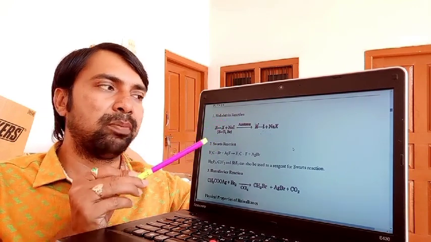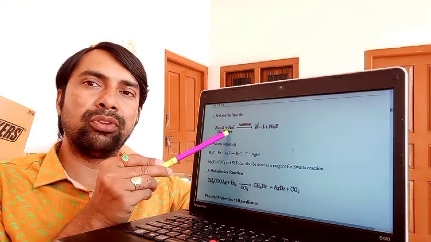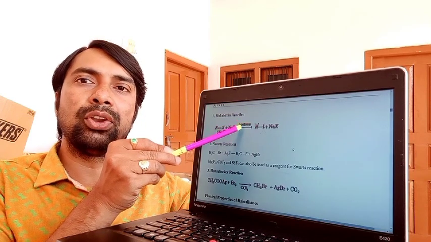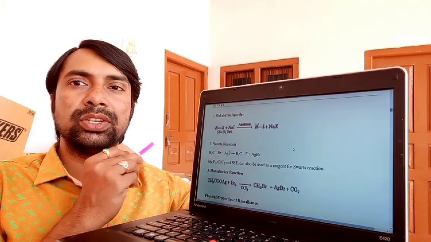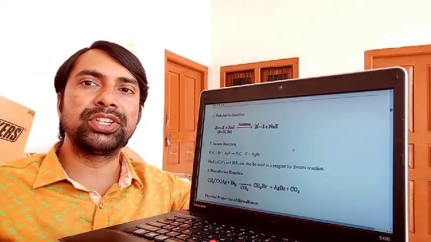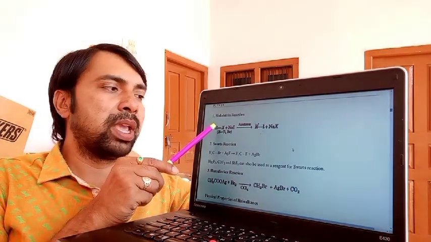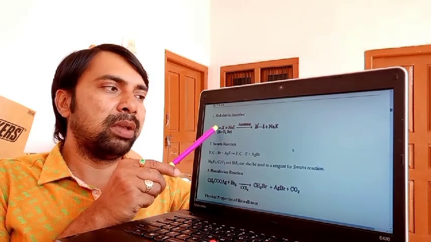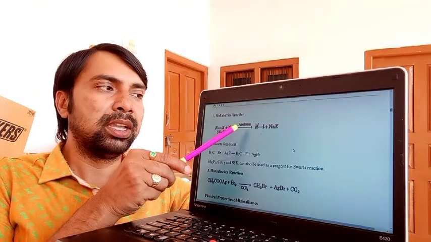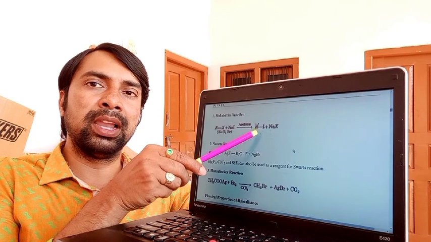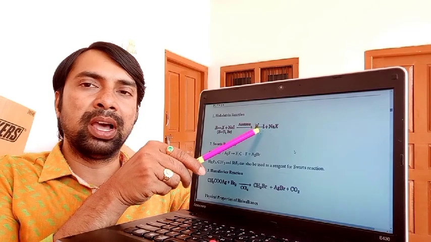In the Finkelstein reaction, when alkyl halides are treated with sodium iodide in presence of dry acetone, we get the alkyl iodide. So this reaction is known as the Finkelstein reaction. The alkyl halides, which may be alkyl chlorides or alkyl bromides, easily have their halogen displaced by the sodium iodide in presence of dry acetone. We will get the alkyl iodides. So this method is often used for the preparation of alkyl iodides.